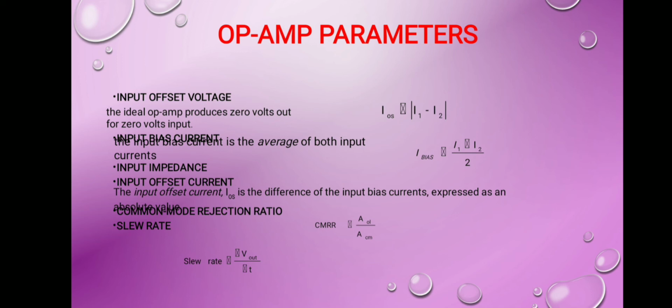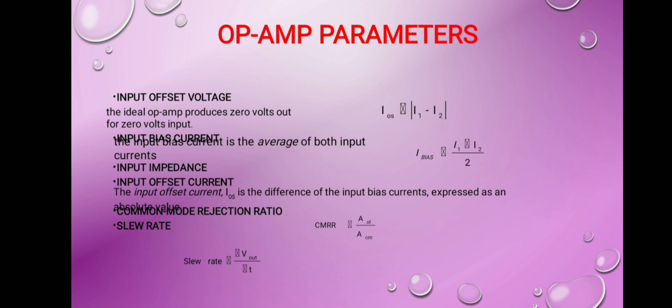Next parameter is no effect of temperature. Operational amplifier's characteristics do not change with the temperature. Also, in this operational amplifier, power supply rejection ratio is one of the parameters, which is defined as the ratio of change in input offset voltage due to the change in supply voltage, keeping the other power supply voltages constant. It is also called power supply sensitivity.